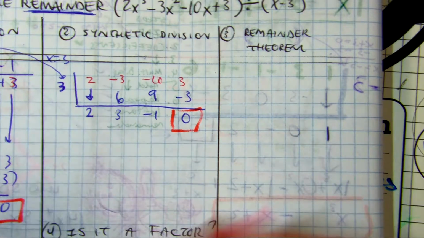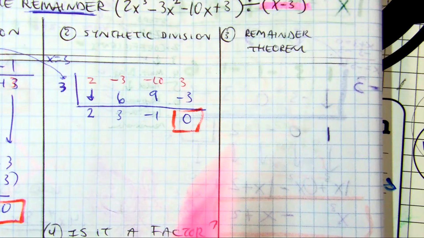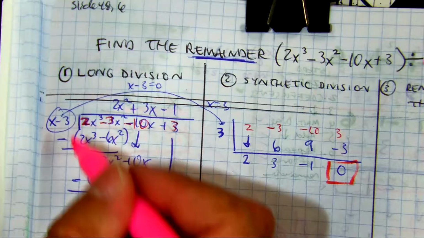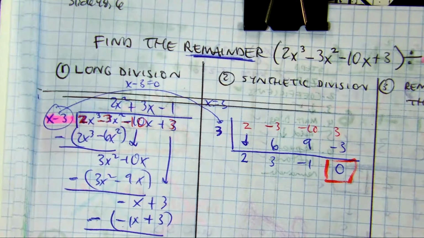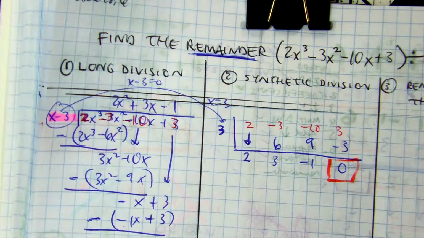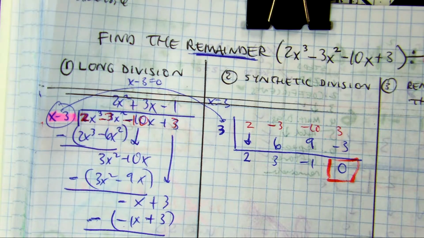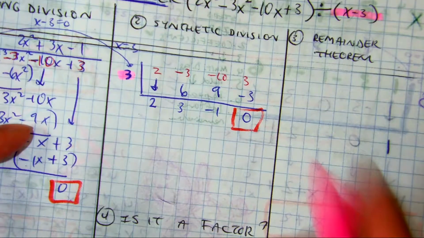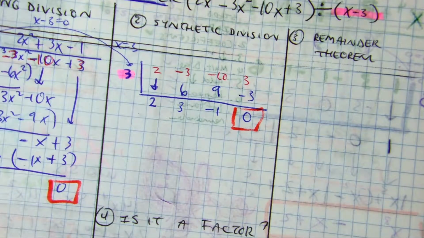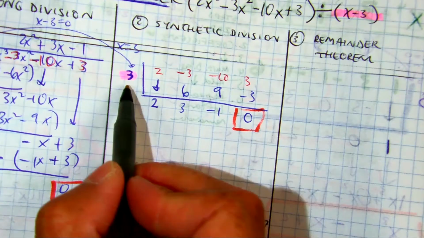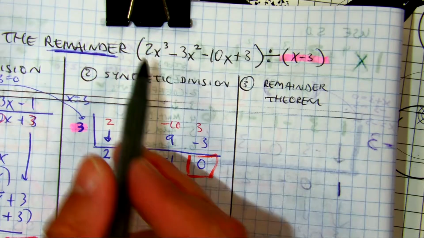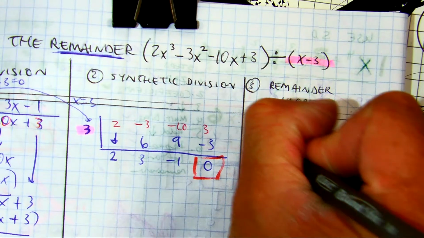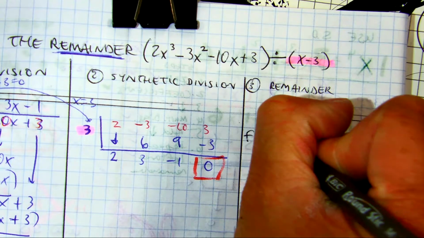So we started off with this binomial, x minus 3. We're asking, is it a factor? It can be divisible, but this is how I got the 3 there, right? So what we're going to do is take that value, x equals 3, and put it into the function. Plug and chug.